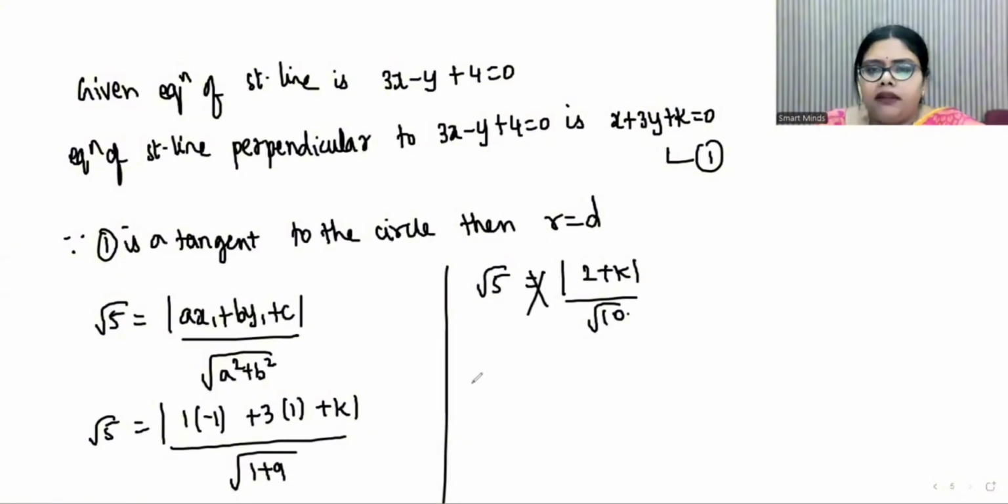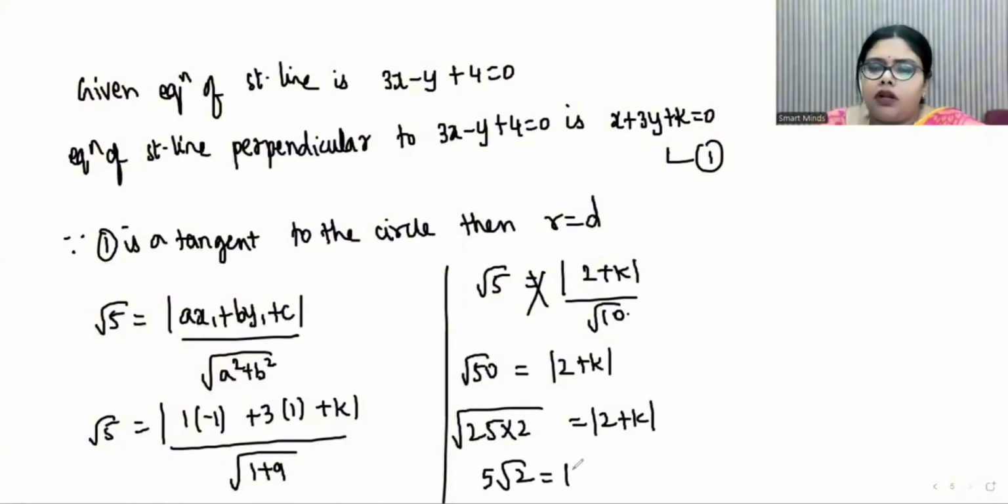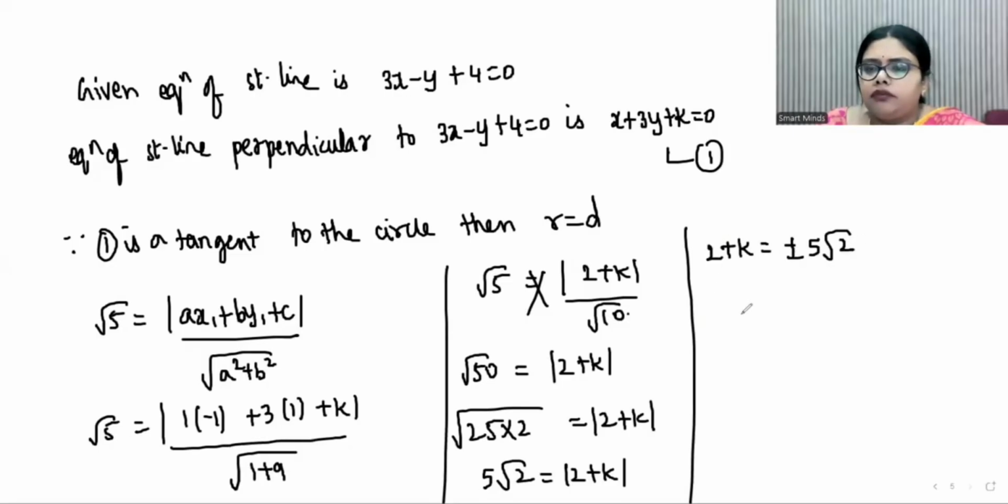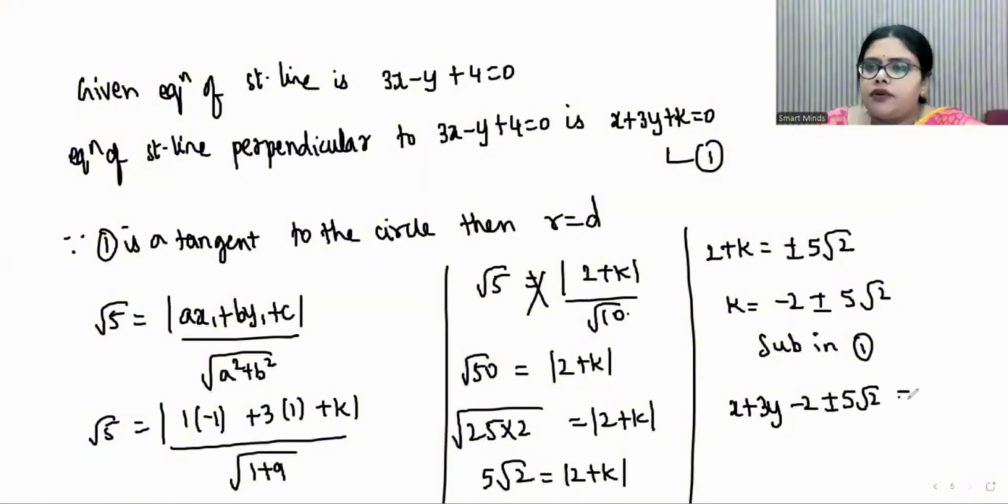If you cross multiply, you will get root 50. Root 50 is equal to mod 2 plus k. Root 50 can be written as 25 into 2, so 5 root 2 is equal to mod 2 plus k. So 2 plus k is equal to plus or minus 5 root 2. K is equal to minus 2 plus or minus 5 root 2. Now substitute this k value in the first equation. You will get x plus 3y minus 2 plus or minus 5 root 2 is equal to 0. This is the final answer.